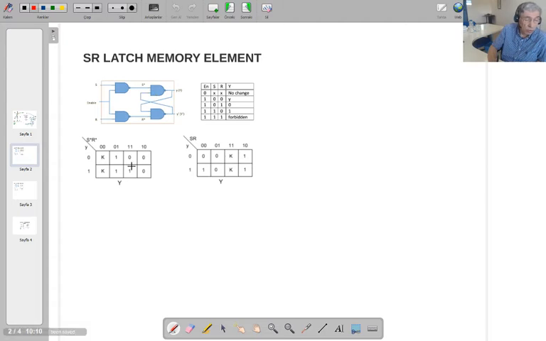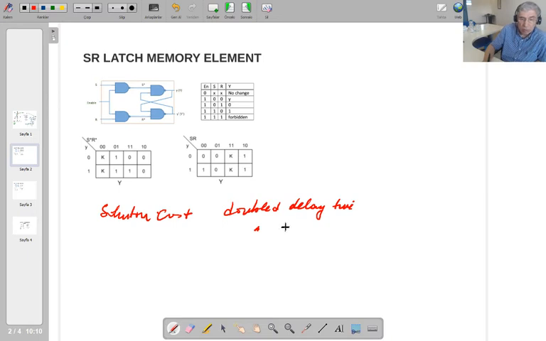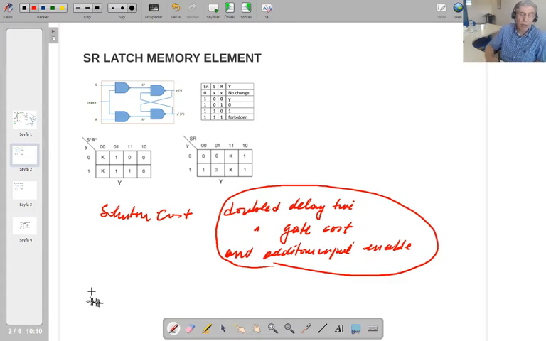So in order to solve the problem, the solution cost is doubled delay time, doubled gate costs, and an additional enable input. So that is what we're going to pay.